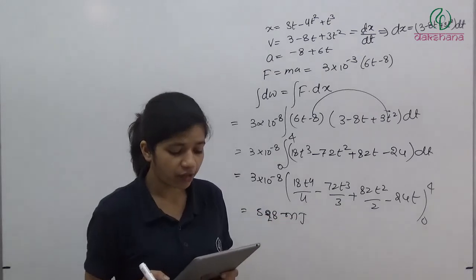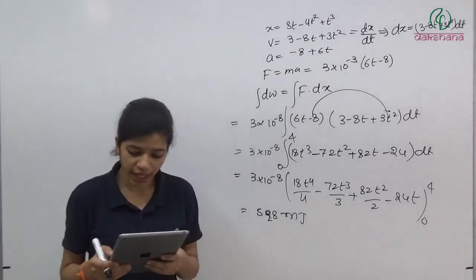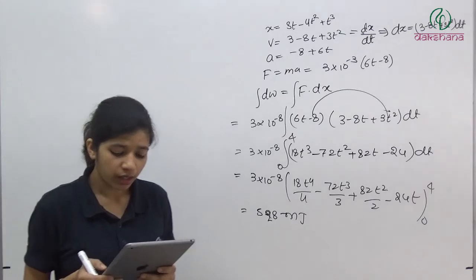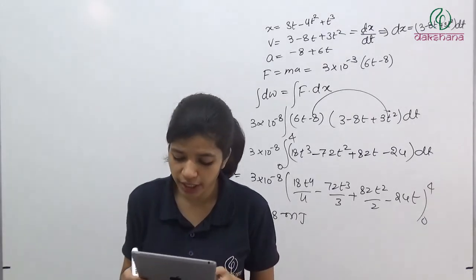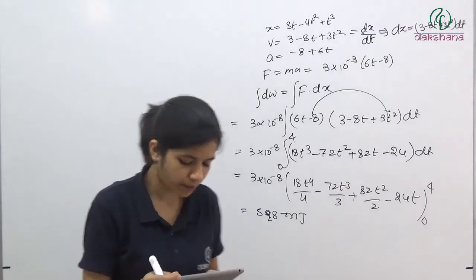Question number B5. A rope is used to lower vertically a block of mass m through a distance x at a constant downward acceleration g by 2. The work done by the rope on the block is.